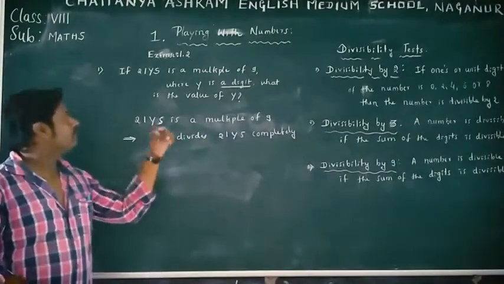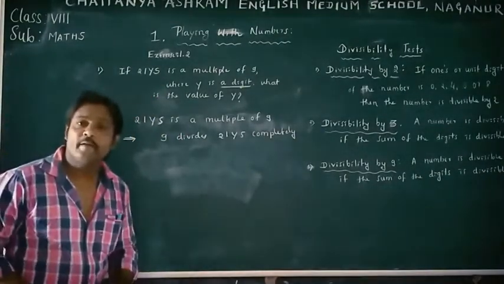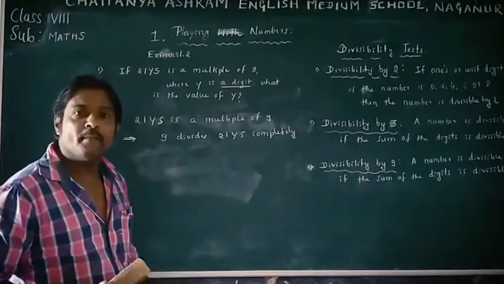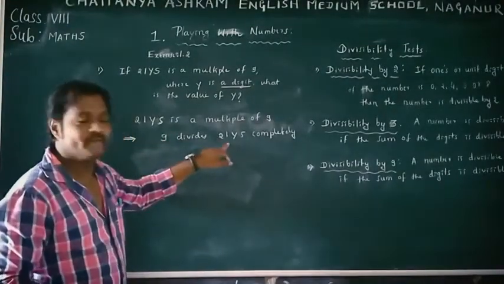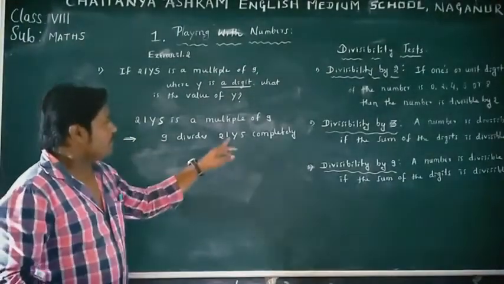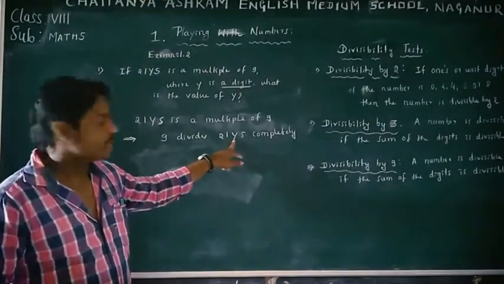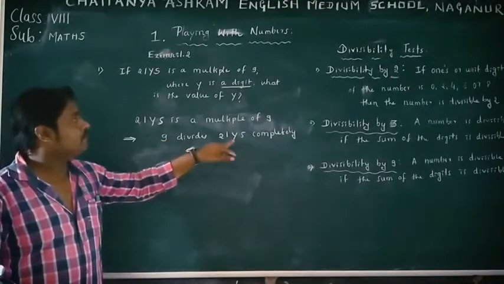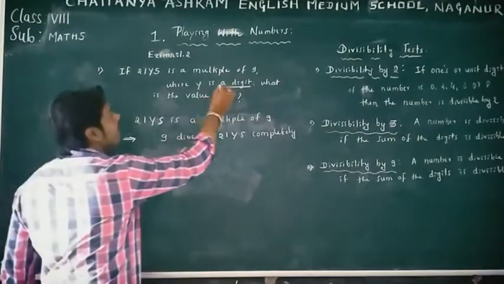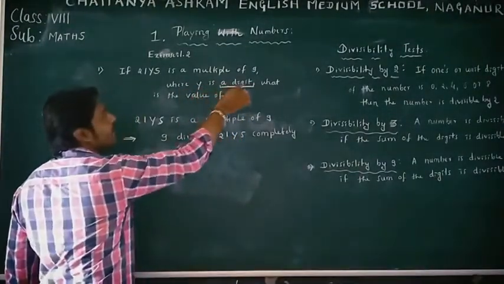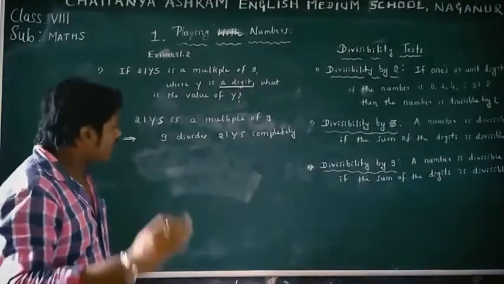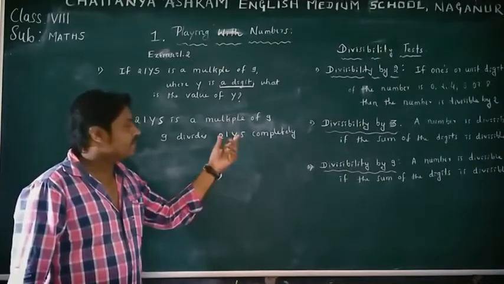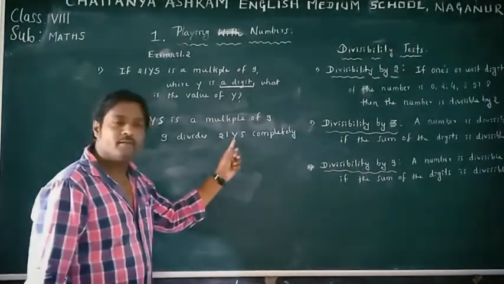So here see, the given number is a 4-digit number. This number is divisible by 9, or 9 divides this number. So for what values of y is this 4-digit number divisible by 9? Given is that y is a digit, it is a single digit. So observe here, students, 9 divides 21y5 completely. We have to find the value of y.